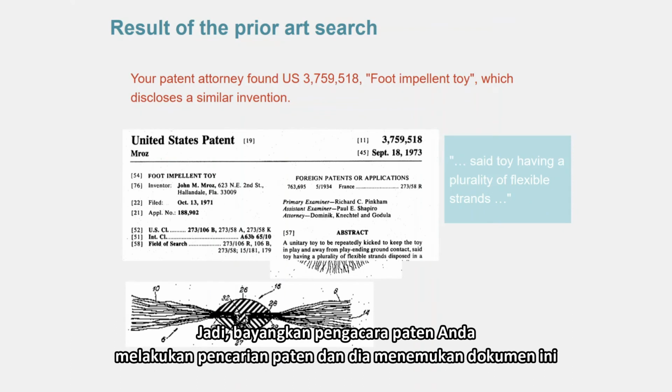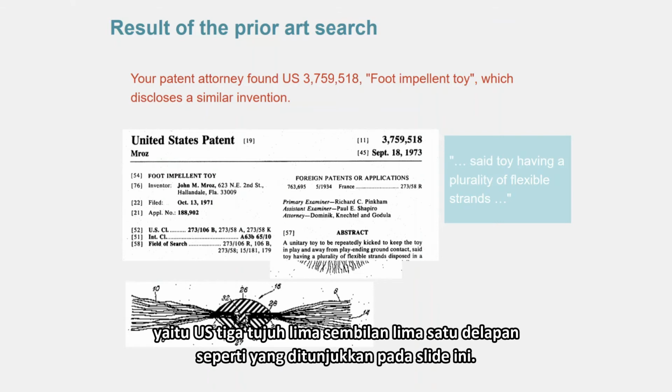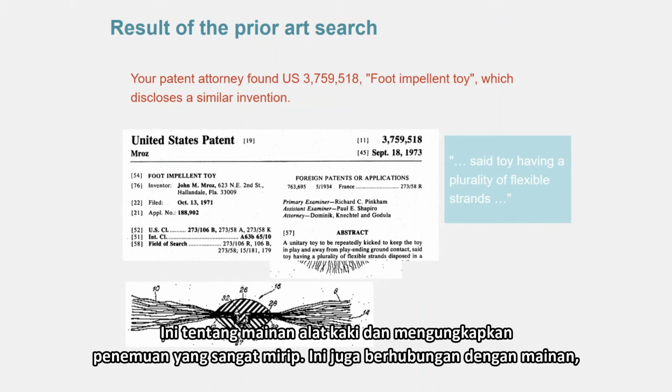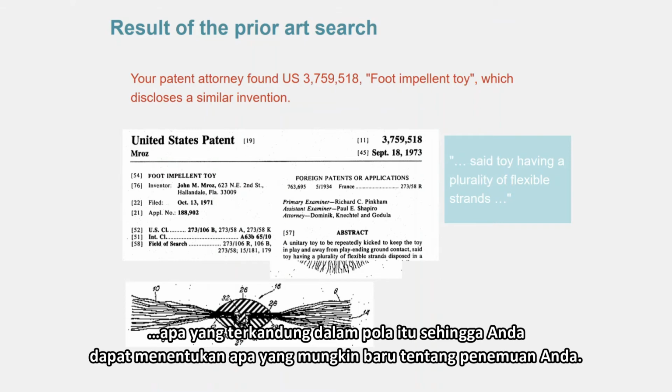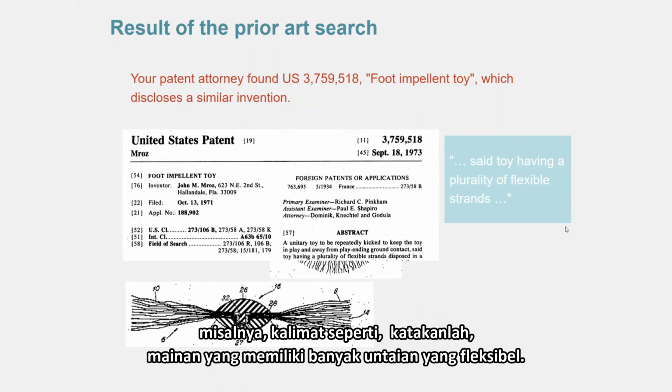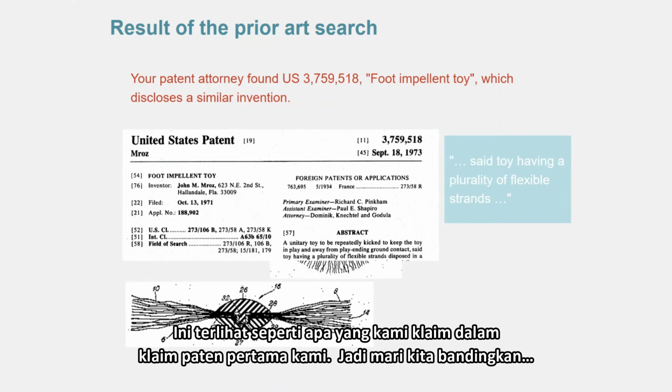So let's imagine that your patent attorney did a patent search and he found this document, US 3759518, as it is shown on this slide. It is about a food implement toy, and it discloses a very similar invention. It also relates to a toy, has many flexible strands fixed on a core. So now you have to carefully analyze what is contained in that patent so that you can determine what might be new about your invention. You can find in that document, for example, the sentence "toy having a plurality of flexible strands." It looks much alike what we had claimed in our first patent claim.